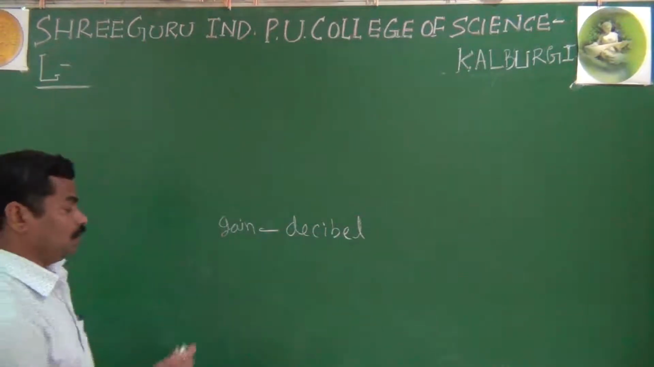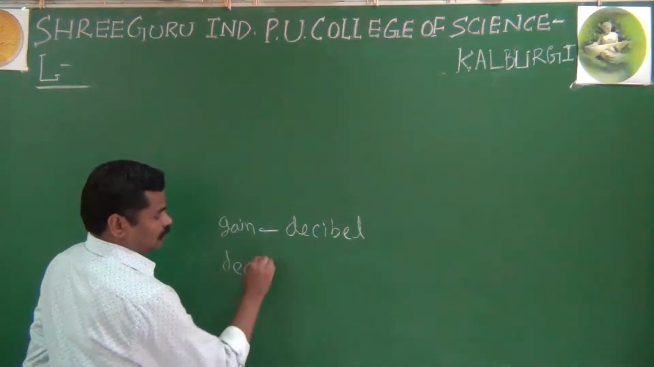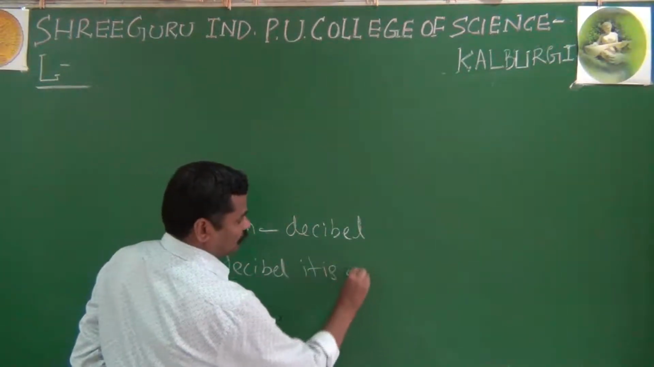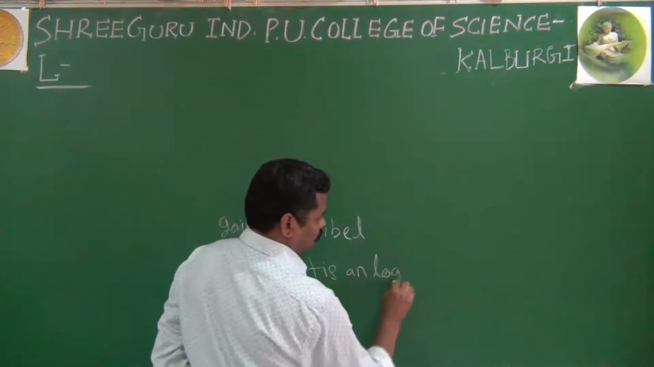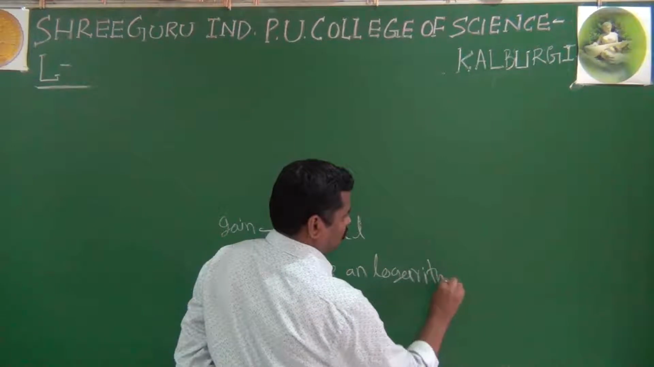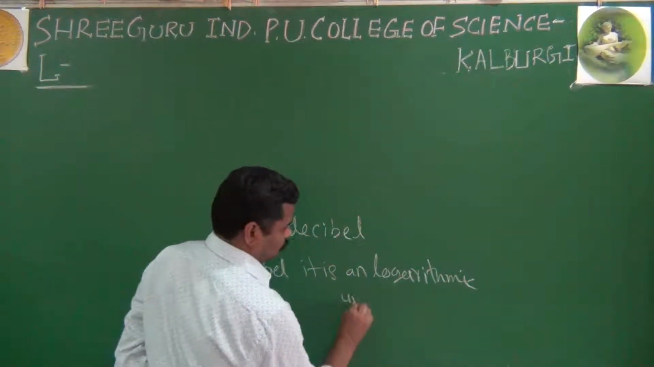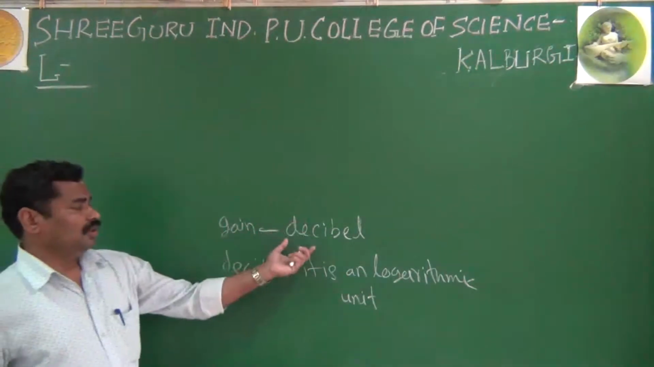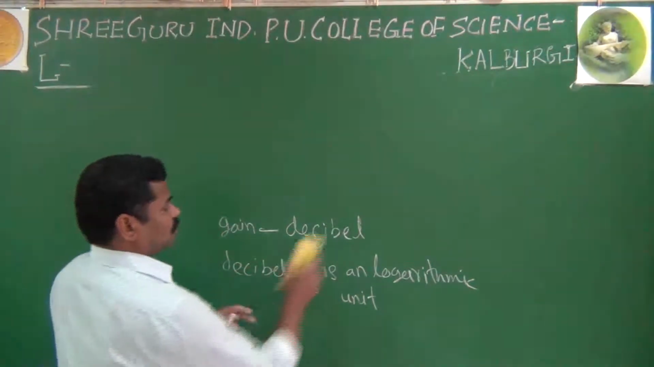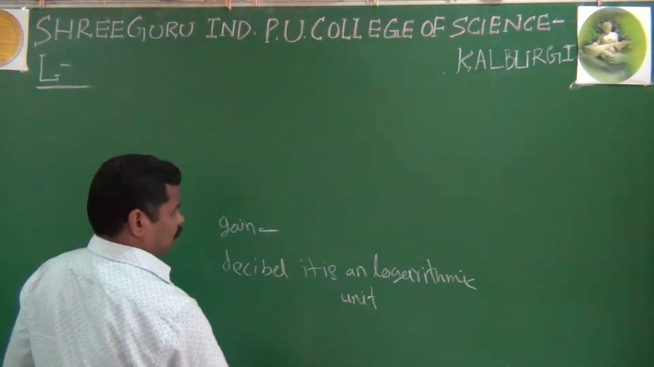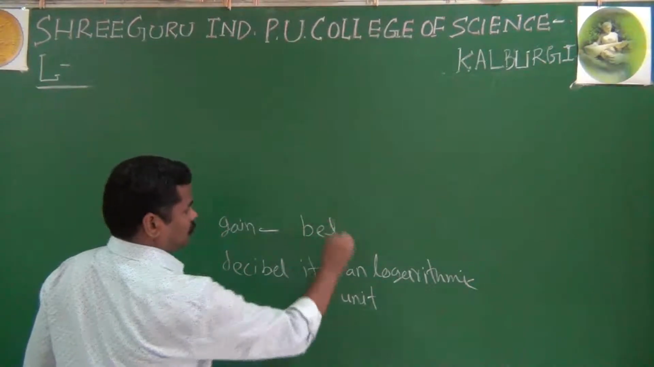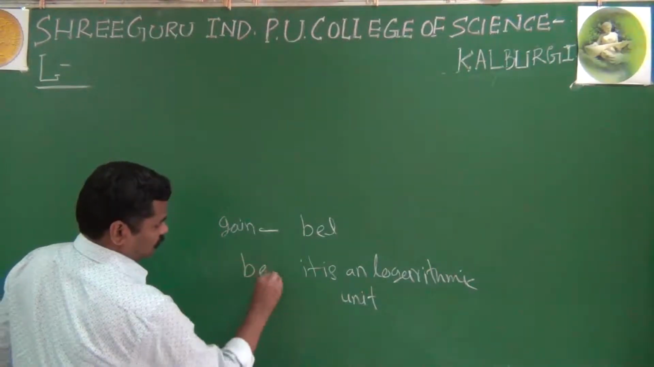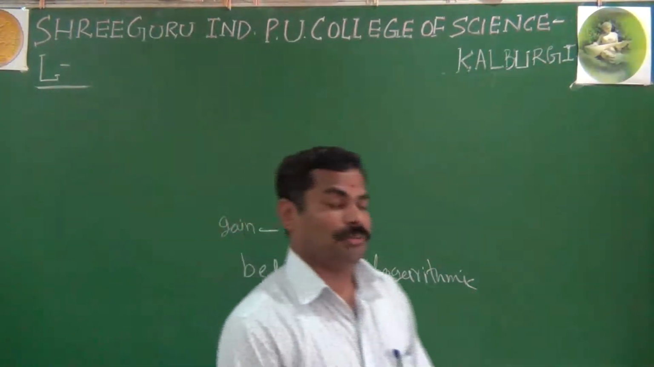The decibel is a logarithmic unit. And you can say another way, the unit of gain in logarithmic scale is the bel.